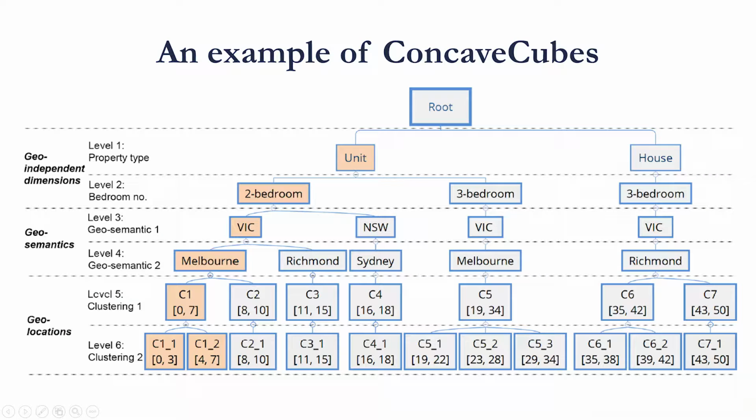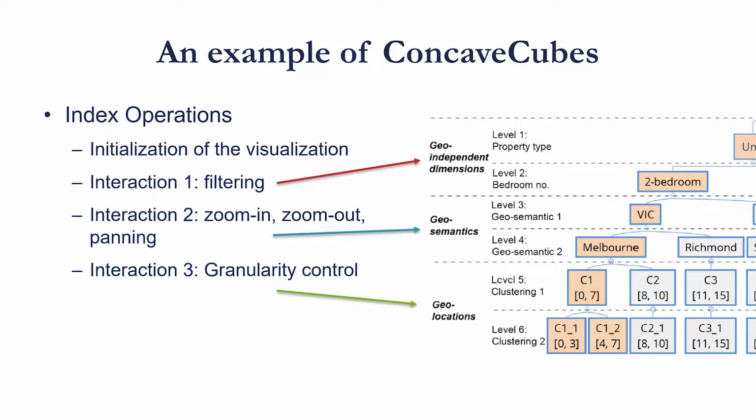Our proposed ConcaveCubes is a hierarchical data cube structure that pre-computes clusters to support the designed cluster maps and different user interactions. A different type of user interaction corresponds to a different level at ConcaveCubes, and the key idea is to reuse existing calculations and visualizations to support user interactions.